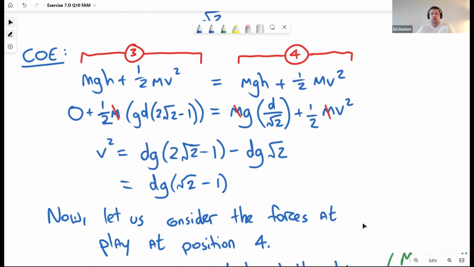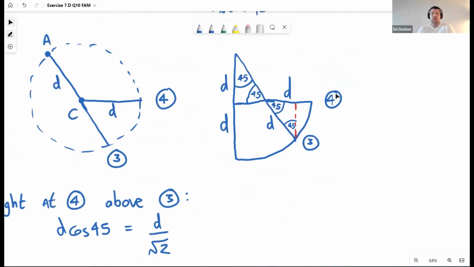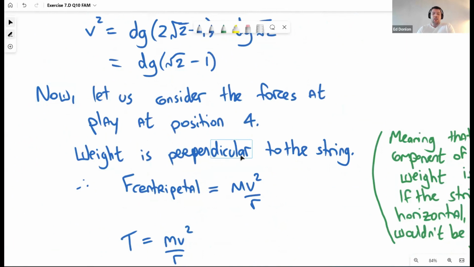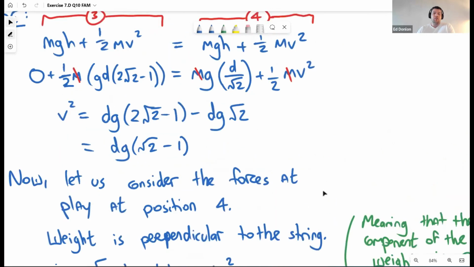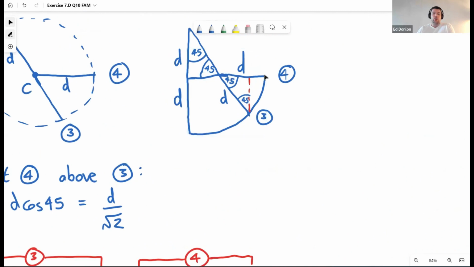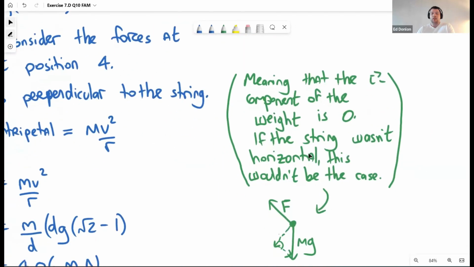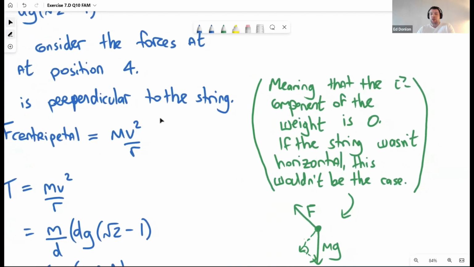Now, here's an interesting thing to think about. We want to consider the forces at play at position 4. So when we're at this horizontal position at position 4, we want to think about the centripetal force and the tension in the string. First thing we can note is that the weight at this position is perpendicular to the string. So when we have our string going horizontally, the weight is going to be acting vertically down. And that's only going to be the case when the string is horizontal.